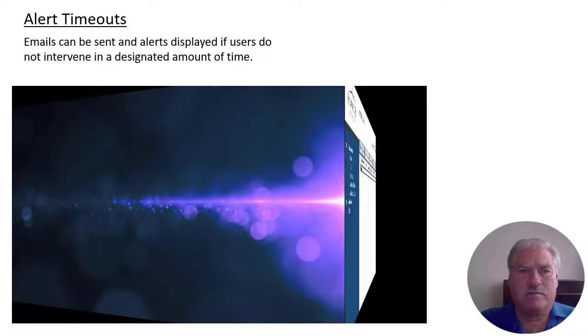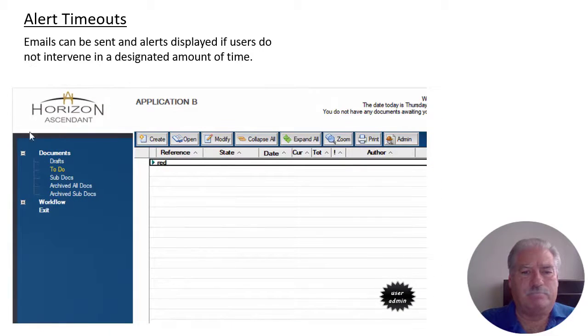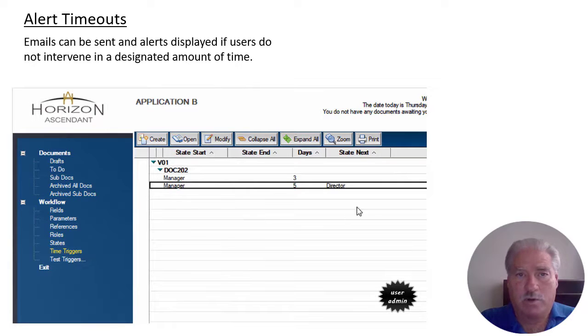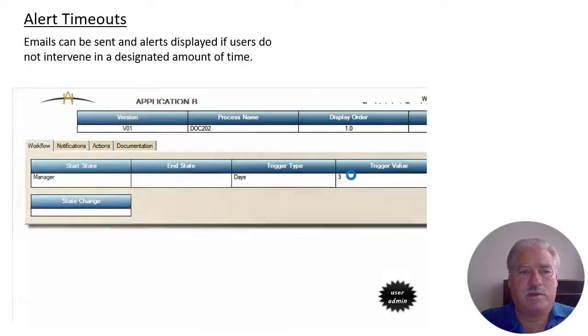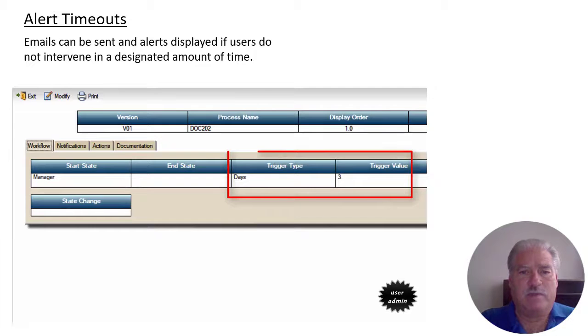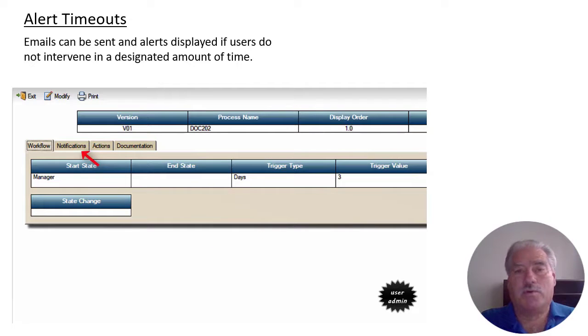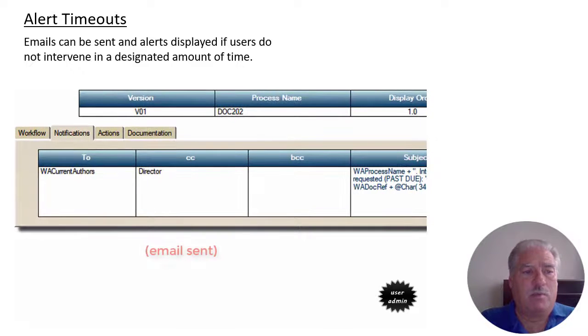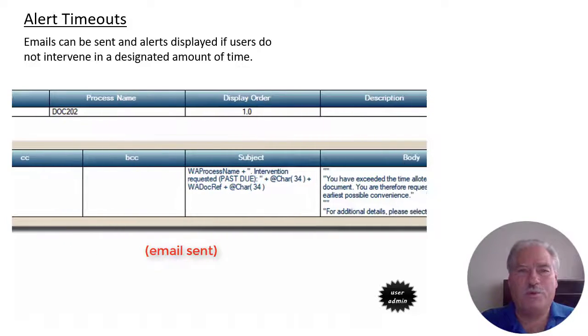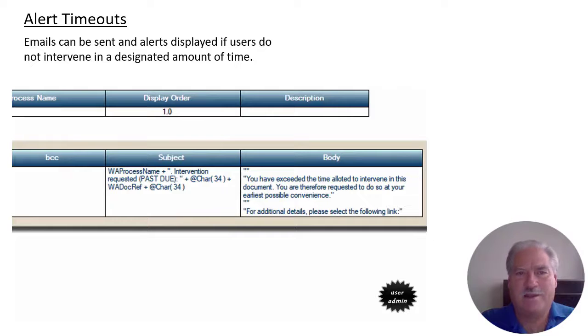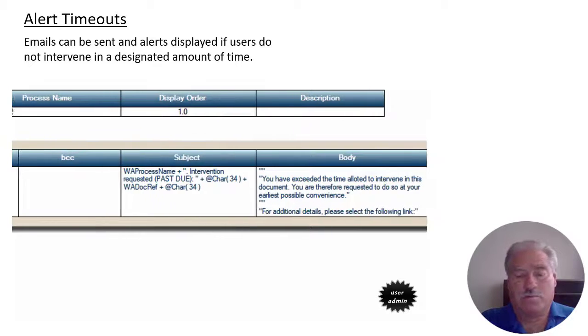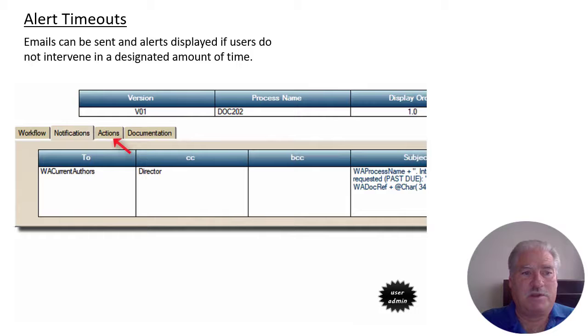So how do we define this? Going into time trigger documents, this is where we define all time-related events. Here we've set 3 days as being the limit to treat the document at this state. You can also define a series of states, not just simply one state. WA current authors are all those who are awaiting intervention. This is, of course, the email that was sent, copy to the director.